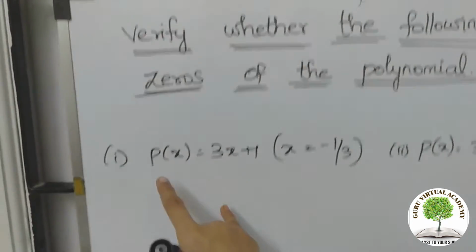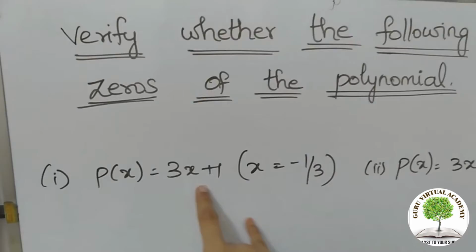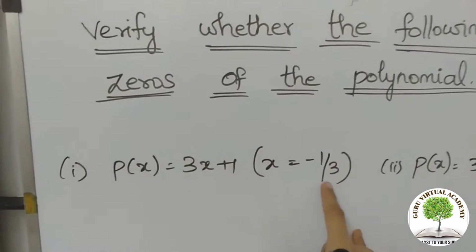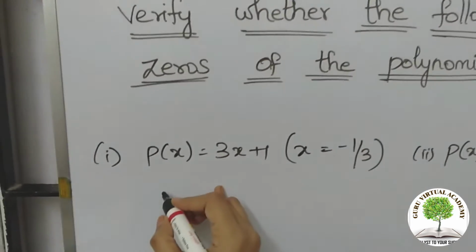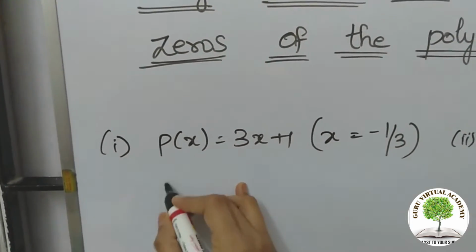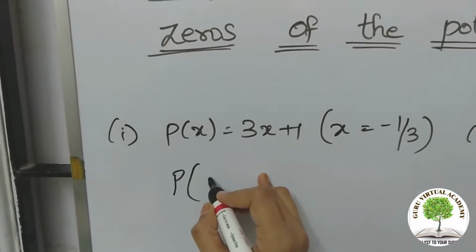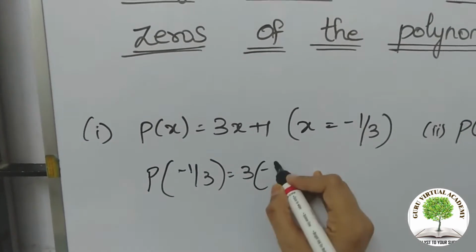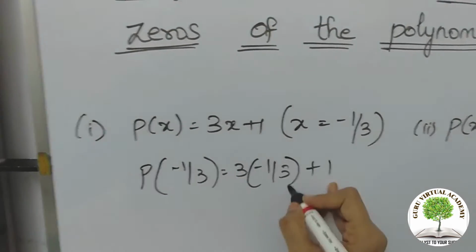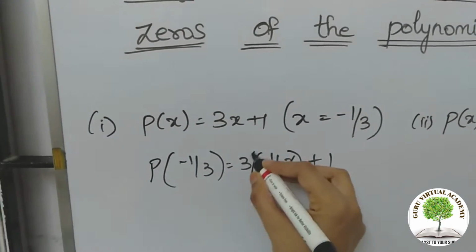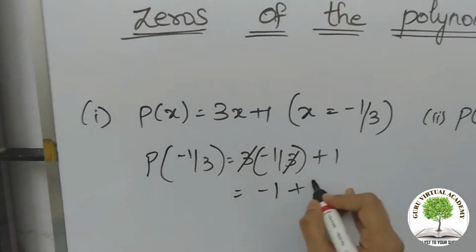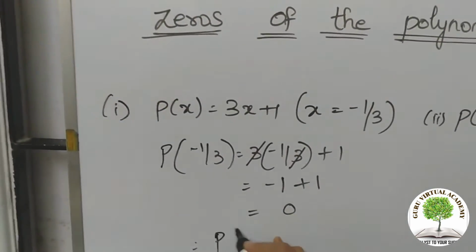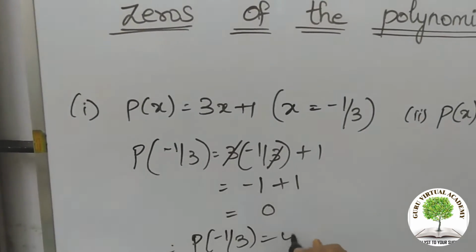This is my first subdivision. P of x is equal to 3x plus 1, where your x value is minus 1 by 3. Now let us substitute the x value in the given expression. p of minus 1 by 3 is equal to 3 into minus 1 by 3 plus 1. Since it is multiplication, this 3 and this 3 can be cancelled. So minus 1 plus 1, which is nothing but 0. Therefore, p of minus 1 by 3 is equal to 0.